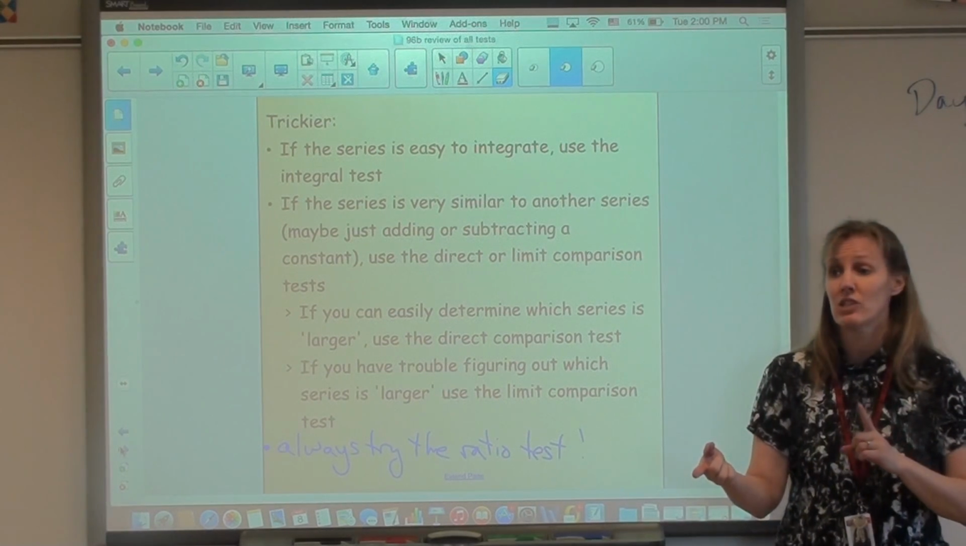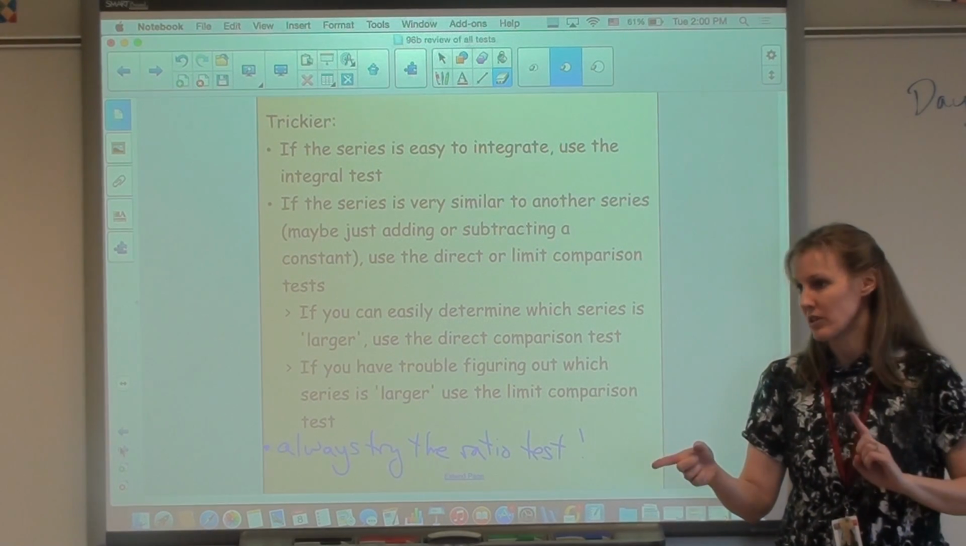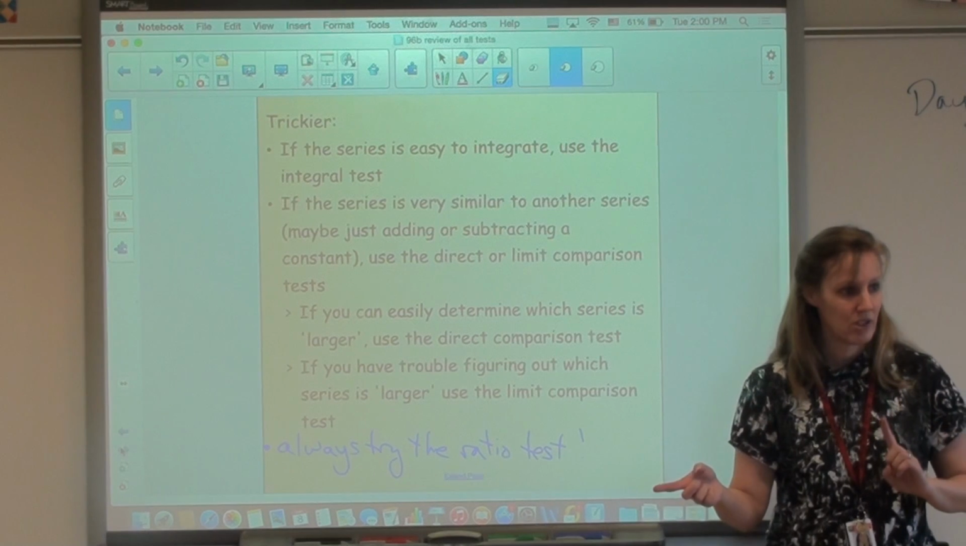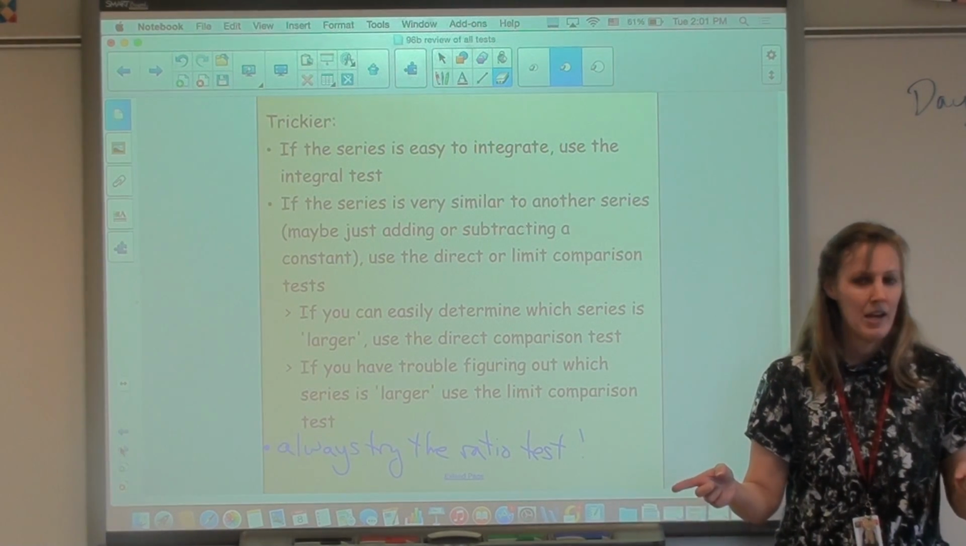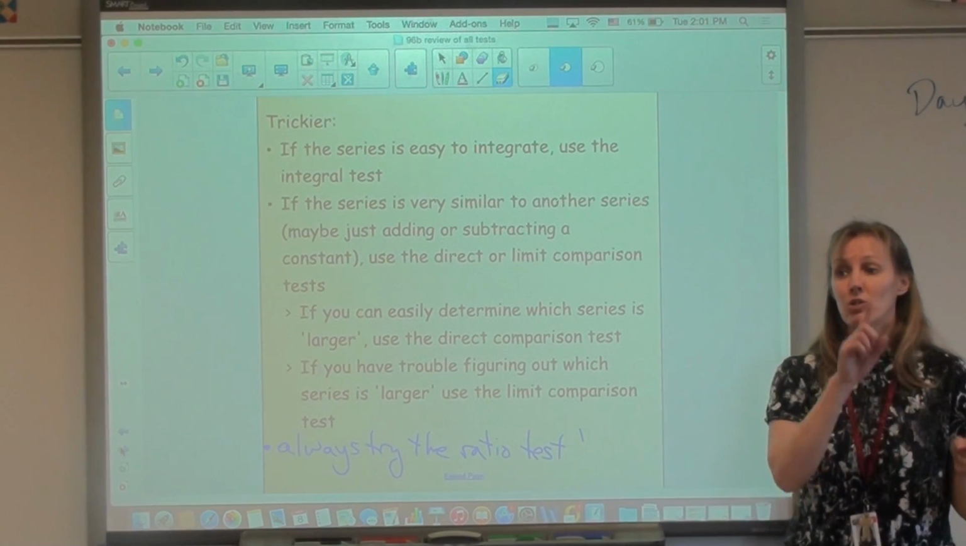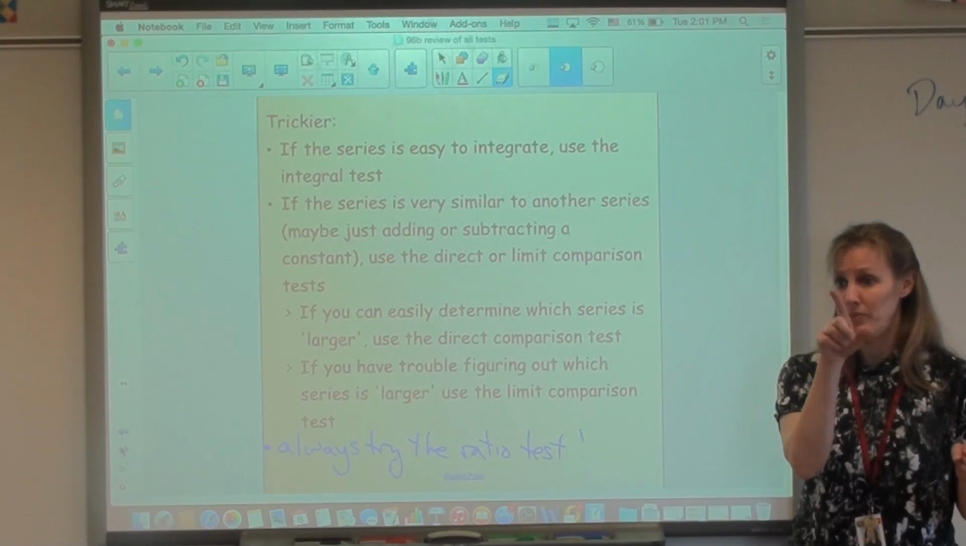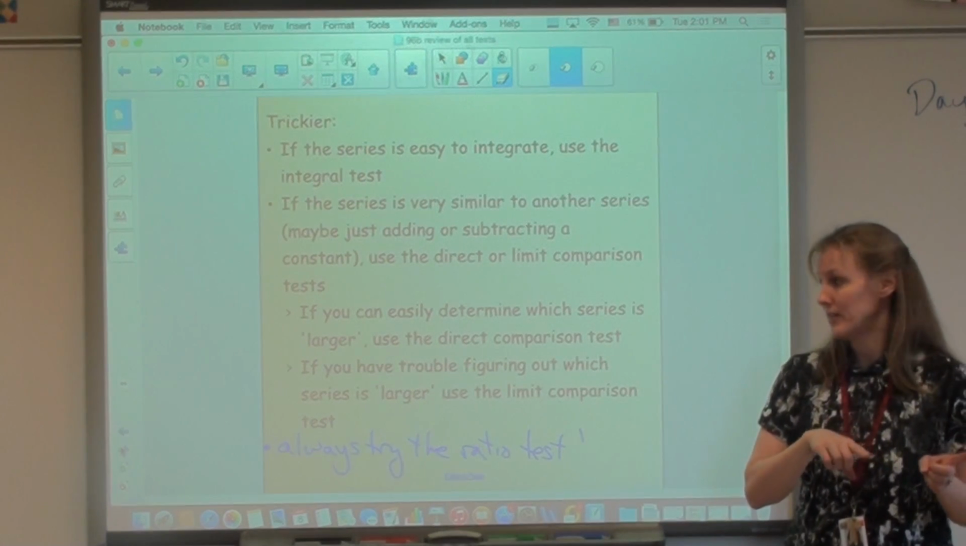Remember, the integral test just means if the integral converges, the series converges. If the integral diverges, the series diverges. They match. The integral has to be taken from 1 to infinity. It's always an improper integral. You have to plug in an infinity.